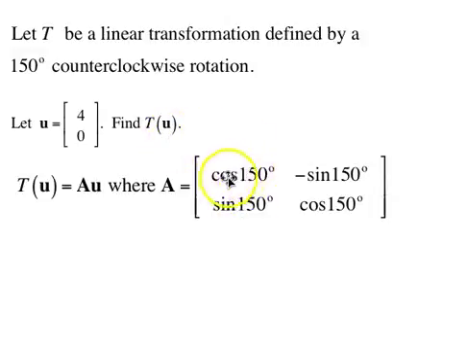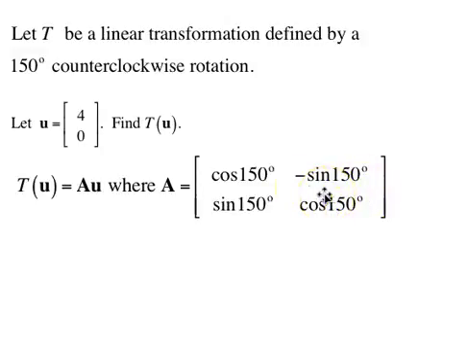And that comes from how we would rotate the vector 1, 0 on a unit circle, rotated 150 degrees. The x value is cos 150, the y value is sine 150. That would be the result of rotating the vector 150 degrees. And this part, negative sine 150, cos 150, comes from rotating the vector 0, 1, 150 degrees. A little harder to see, but indeed that is correct. So we need to simplify this.